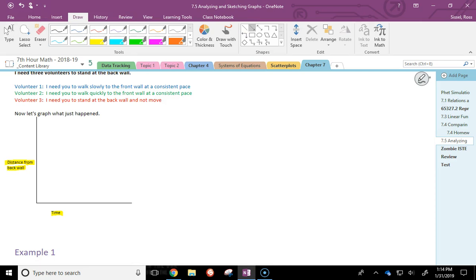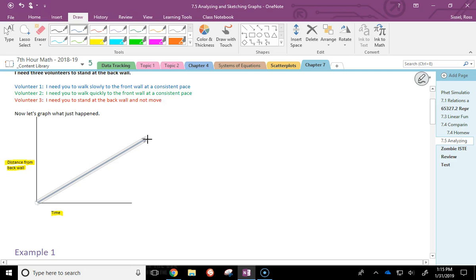Braden, all it says you have to do is I need you to walk slowly to the front wall at a constant pace. Go ahead. Good. Maybe stop here. Now, when I graph this, she started at 0 and at the back of the wall. And when I said to start, she's able to move at a constant pace. Now, we use a straight line because her walking pace stayed the same. Consistent. The slope was the same, the steepness.